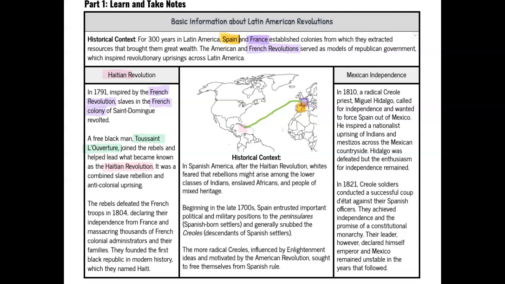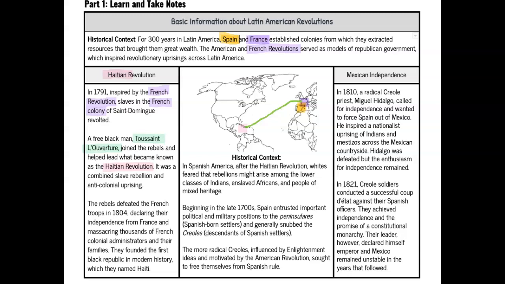The more radical Creoles, influenced by the Enlightenment and the ideas that motivated the American Revolution, sought to free themselves from Spanish rule. So again, these Enlightenment ideas of humanism and freedom, different kinds of freedoms, really impacted people who had been colonized. And the Creoles, or the descendants of Spanish settlers, thought this is not fair. Someone else from a different country is ruling where I live, and that doesn't make sense.